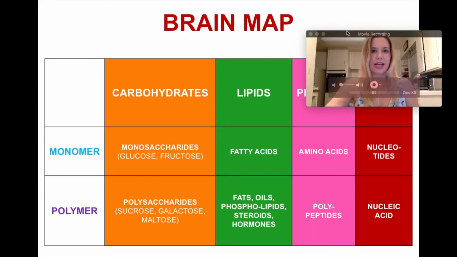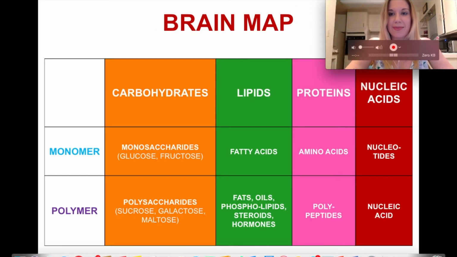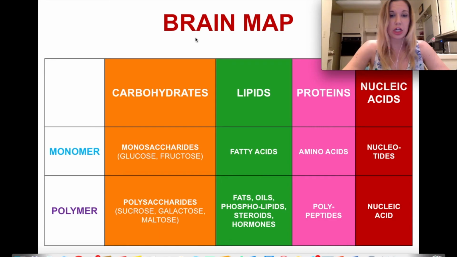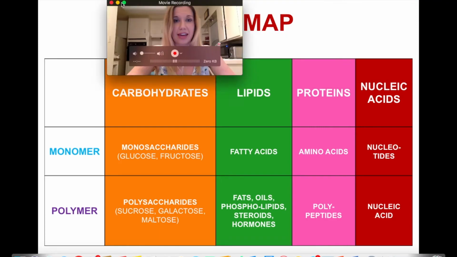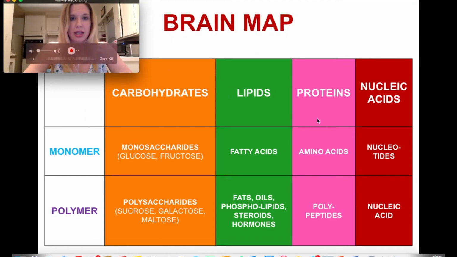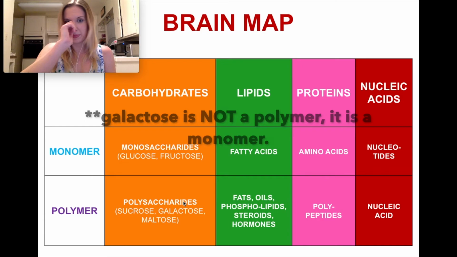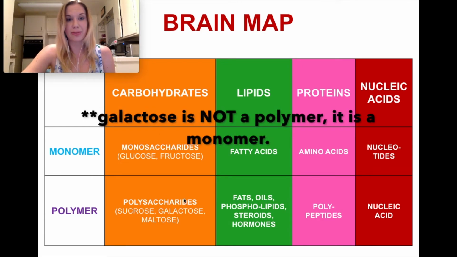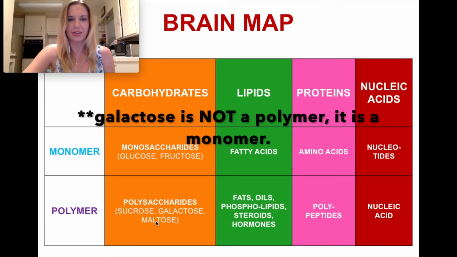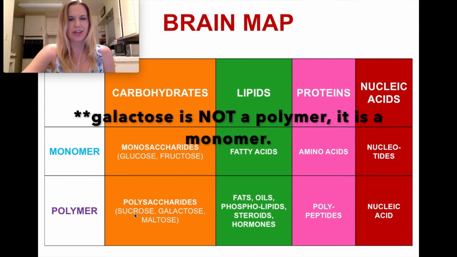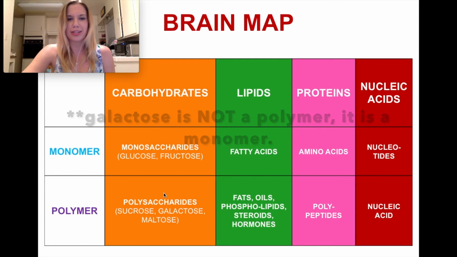I made this little brain map that I would encourage you all to save. I have carbohydrates here in orange, then their monomers, monosaccharides like glucose and fructose. The polymers of carbohydrates are polysaccharides, which are sucrose, galactose, maltose, stuff like that. I think that might be wrong. Don't memorize this, just memorize this.